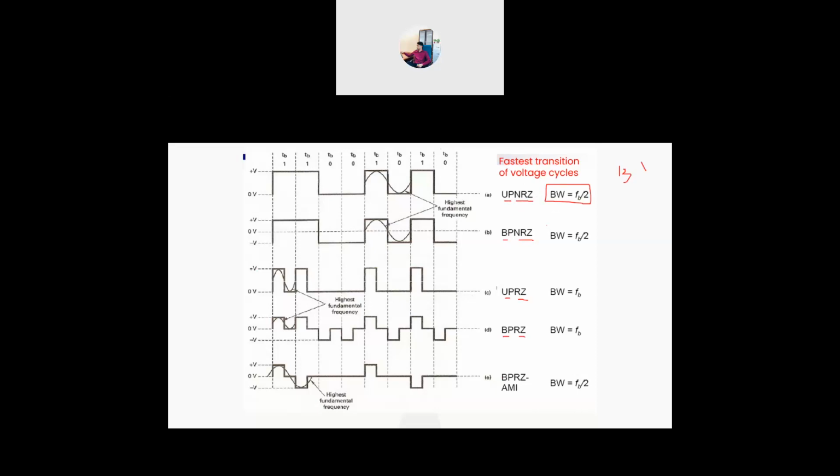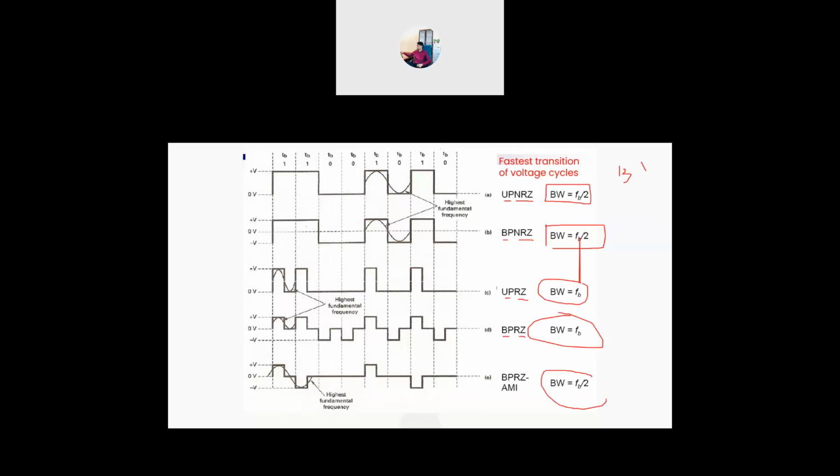For bipolar NRZ, the bandwidth is still the same. Even though it's bipolar, the bandwidth is still maintained. For the return to zero, regardless of unipolar or bipolar, the bandwidth equals FB. For BPRZ-AMI, the bandwidth is FB over 2.